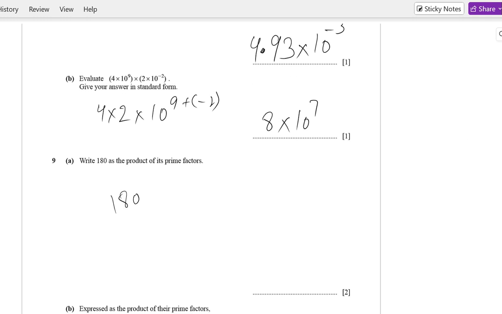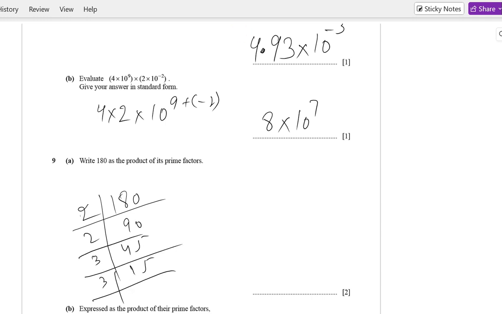180's prime factors: 2, 2, 3, 3, and 5. So it would be 2 power 2 into 3 power 2 into 5.